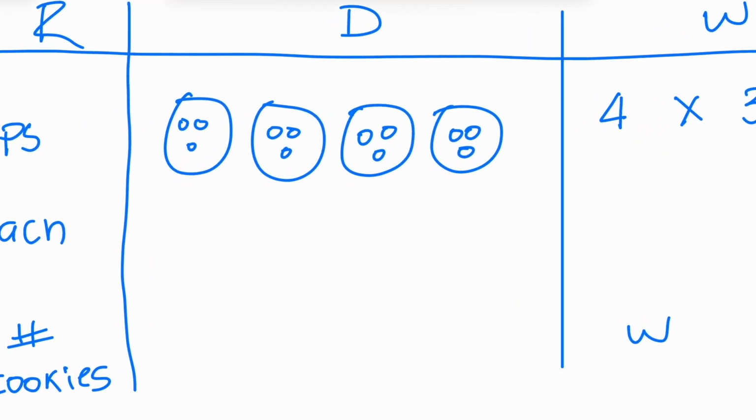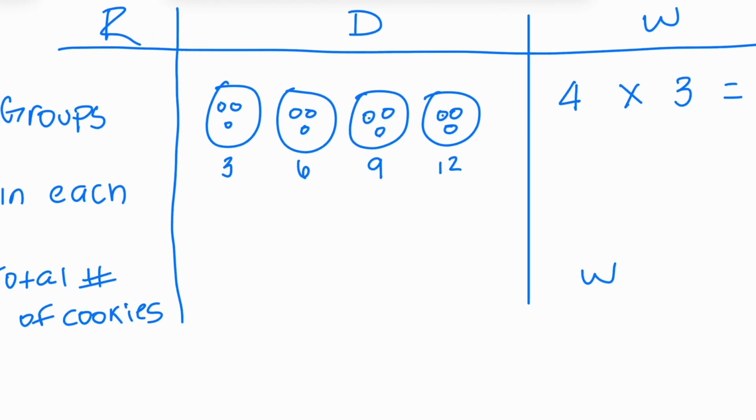And we're going to use skip counting as a way of trying to figure out the total. So since there are 3 here, I'm going to count 3, 6, 9, 12. Okay, now I have 12.